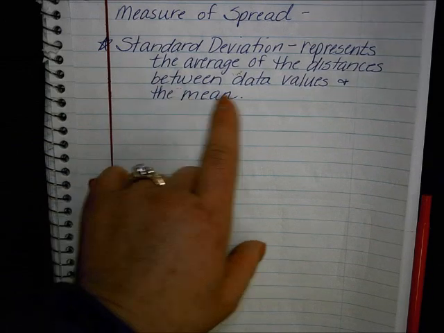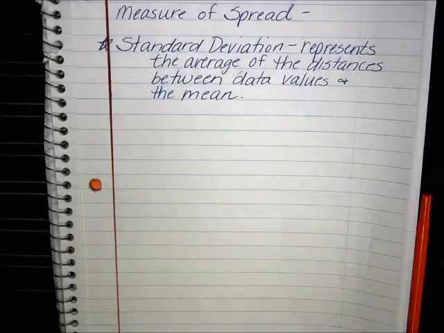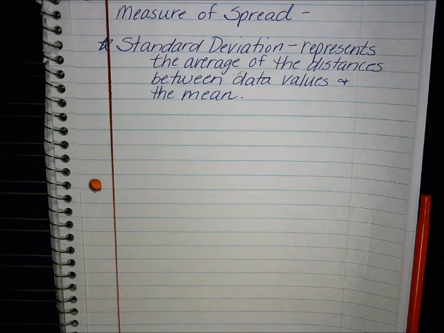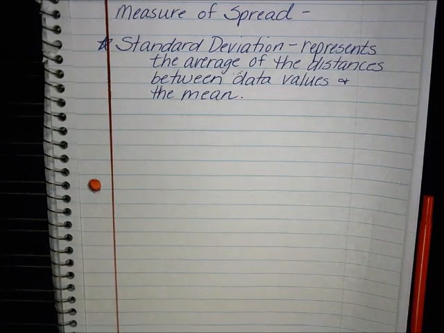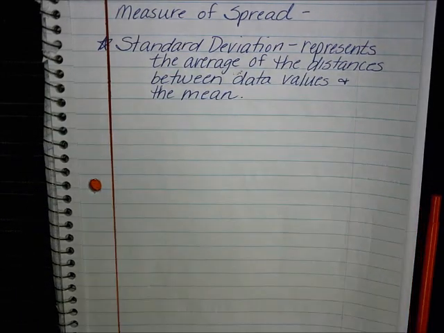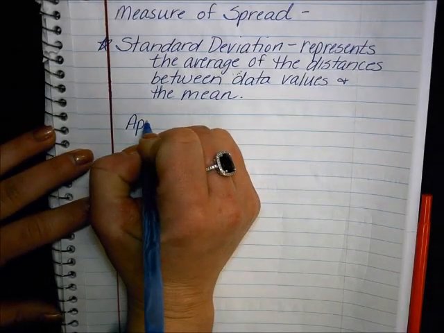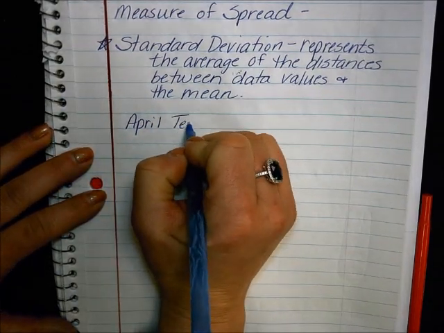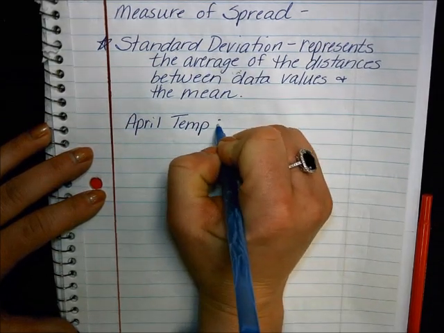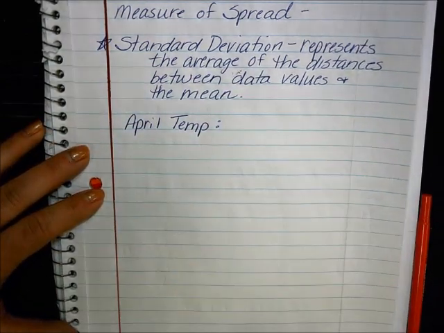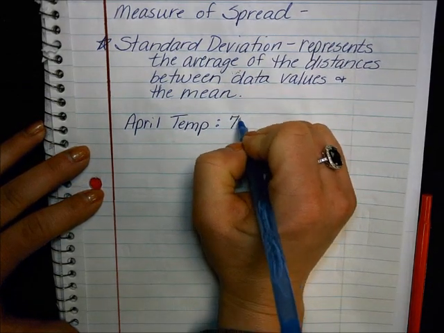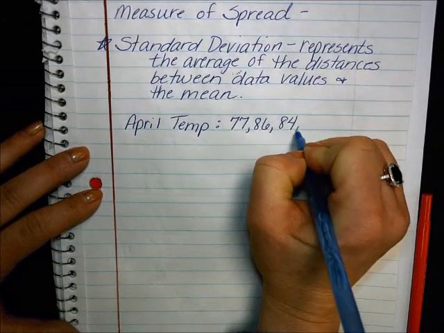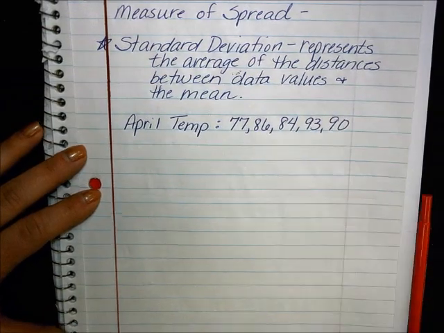The distances between data values and the mean. If we want to figure out how far is the data from the mean, what do you think we probably have to calculate first? The mean, right? So let me give you some data. Let's pretend that it's finally April. It's coming up close enough, right? And we're going to record the temperatures for the first 5 days. The first 5 days of April, it is 77, 86 degrees, 84, 93, and 90.